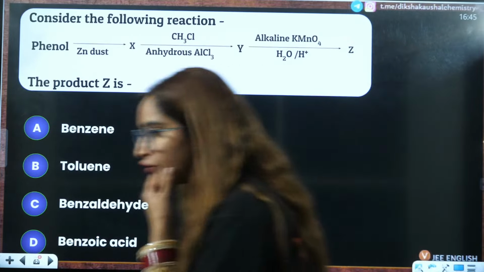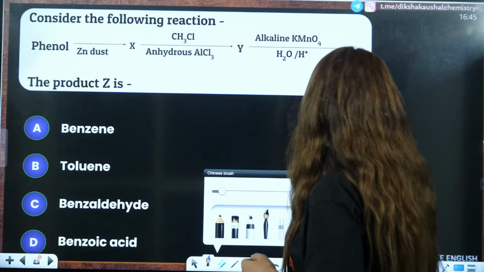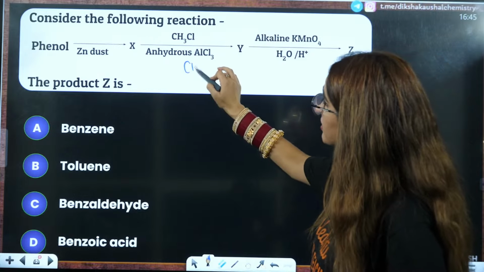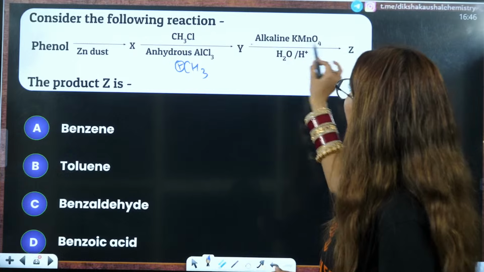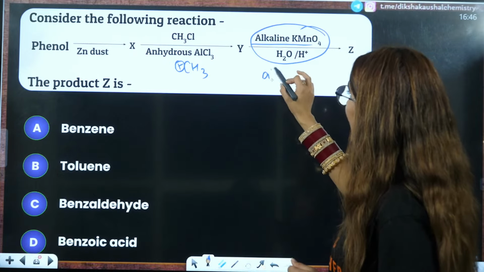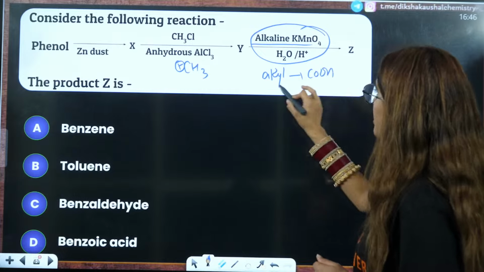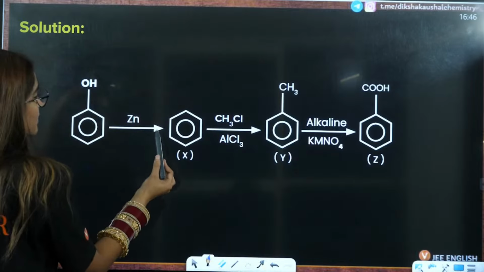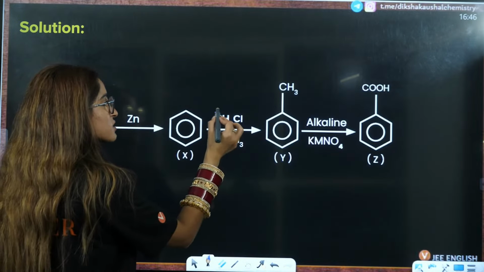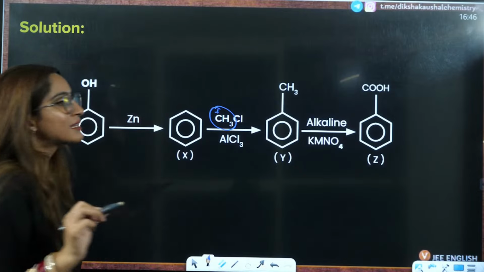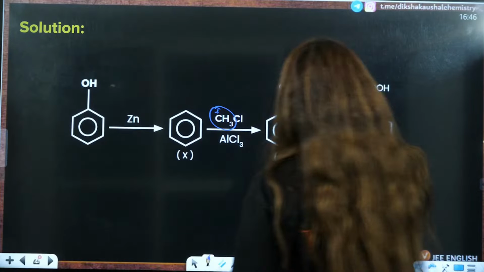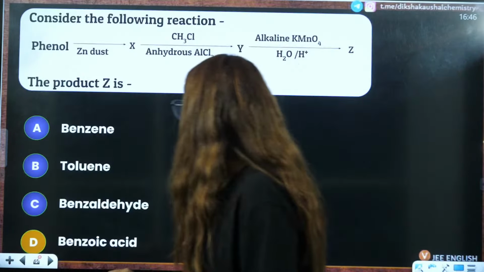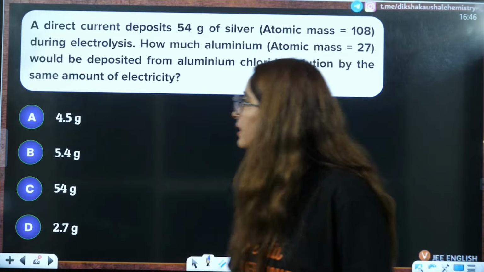Next we have, consider the following. So you have to consider the following reaction: phenol, zinc dust. Then you have here CH3 positive, the electrophile will be generated. Alkaline KMnO4. This is going to convert any alkyl chain to COOH, right? So reagents are given, a sequence-based reaction is given to you. Phenol and zinc dust is converted to benzene. Then CH3 positive electrophile will attack here. Then alkaline KMnO4 means any alkyl group is converted to COOH in that case. Any alkyl group. So the answer is going to be benzoic acid.